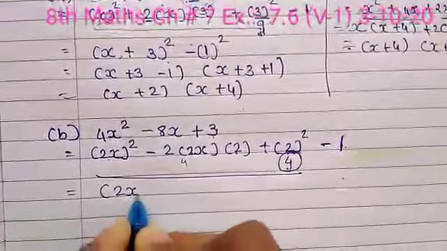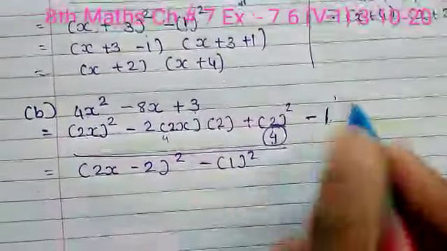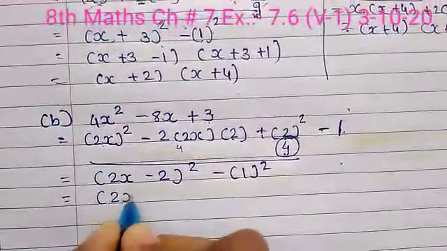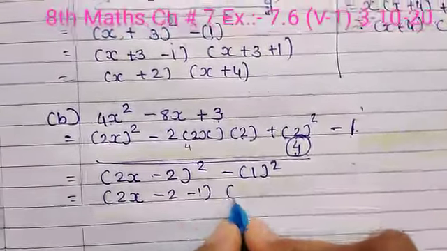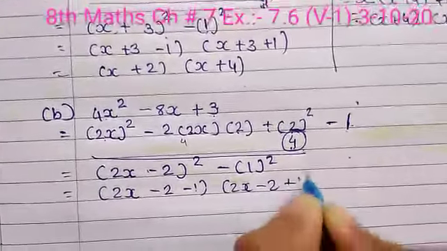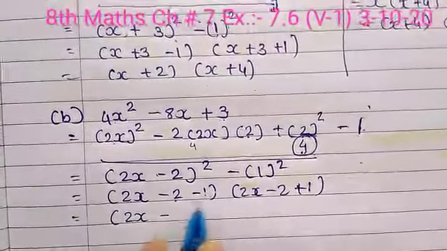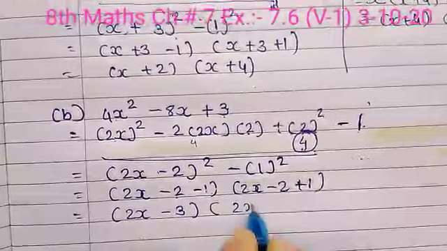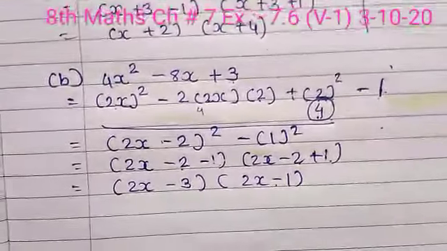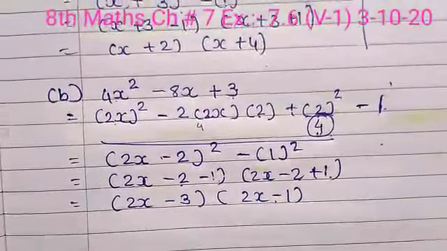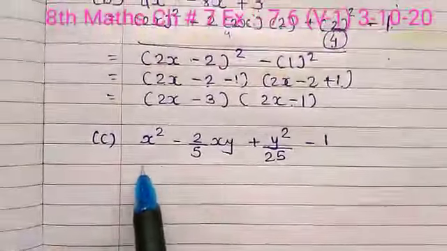So it becomes 2x minus 2 whole square, and minus 1 square from here. So we can again write a square minus b square. So 2x minus 2 minus 1, and 2x minus 2 plus 1. So 2x minus 2 minus 1 is equal to 2x minus 3, and 2x minus 1. That is our answer. Now look students, here 3 terms are given.